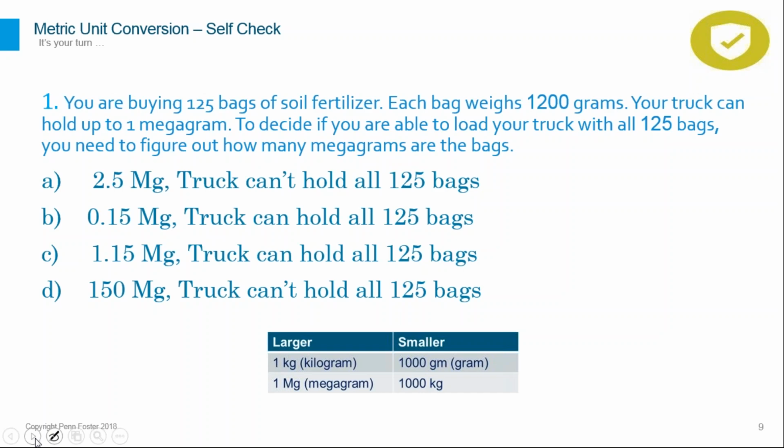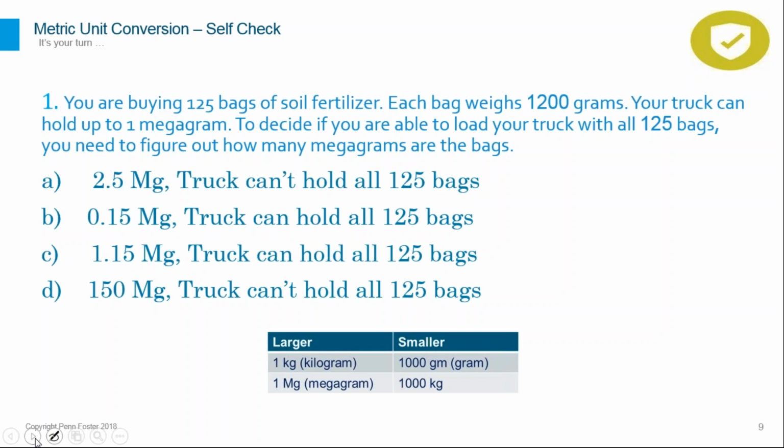To decide if you're able to load your truck with all 125 bags, you need to figure out how many megagrams the bags weigh. So you want to see if your truck can hold all 125 bags, or if it's going to be too much for your truck, so you're not going to do any damage to your truck and just decide not to take all 125 bags. So here you need unit conversion. You need to figure out which units you're converting to.